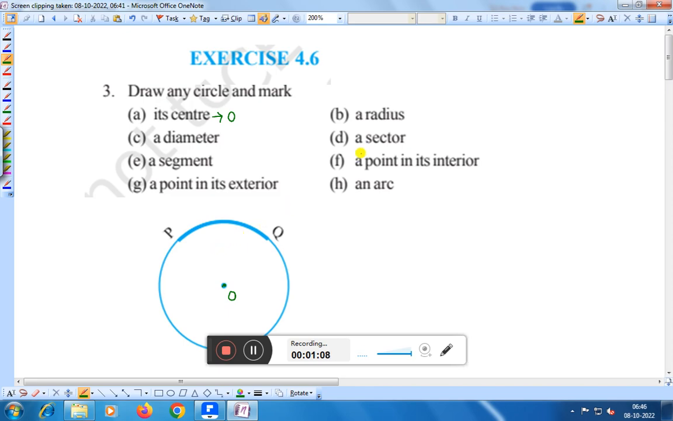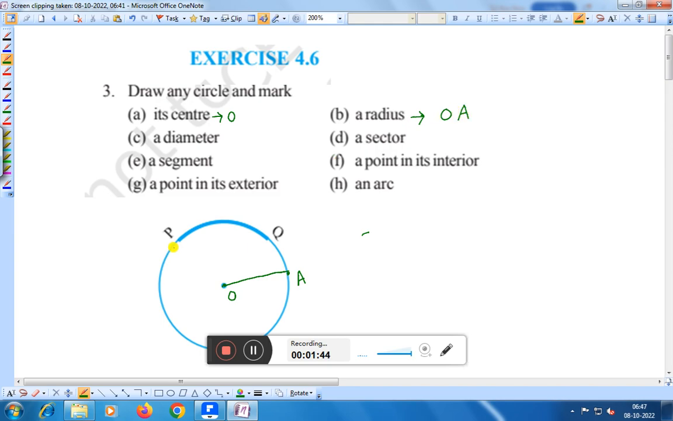Now, point B, a radius. Radius means you have to draw a line from the center of the circle to its circumference, right? That means if we take one point on the circumference, suppose A, and if we draw a line between the center and A, this is the radius, right? Therefore, OA is the radius of the circle.